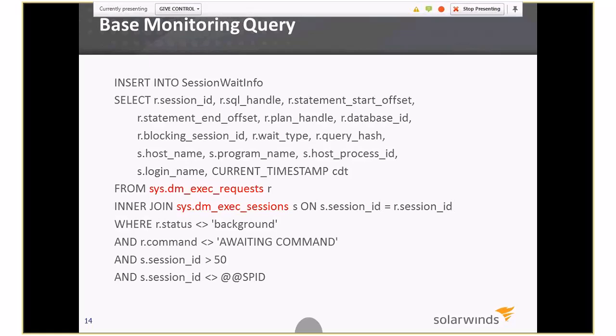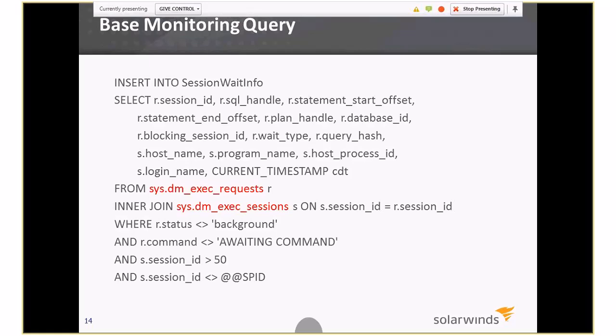This line, session ID greater than 50. I meant to correct this, because I tried to avoid any background processes, but as we all know, background processes may go over a SPID number of 50. So I meant to correct that. Please strike that line.